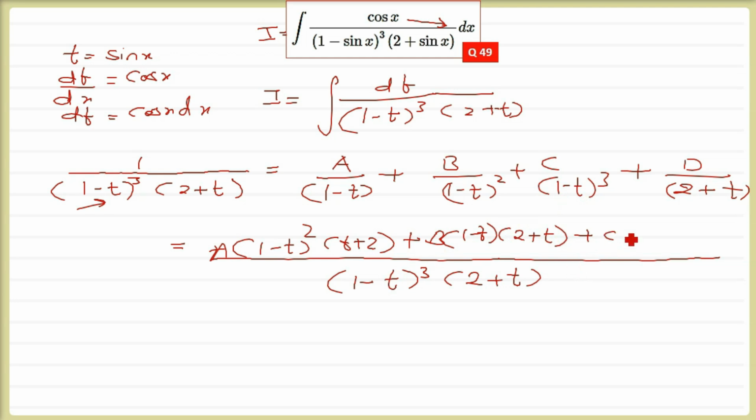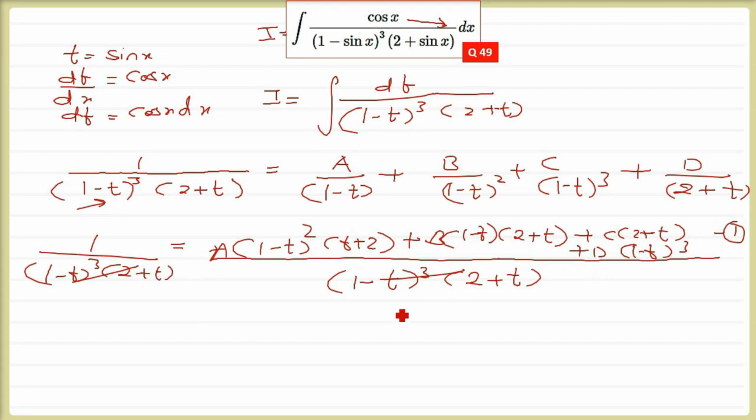With b, 1 minus t, 2 plus t. With c, it will be 2 plus t. And with d, it will be (1 minus t) whole cube. Now what you can do is (1 minus t) whole cube can be written as (t minus 1) whole cube with a negative sign. That I'll just show you in a while. But let's complete this. On the left it will be (1 minus t) whole cube and 2 plus t already is there. Now you can just cancel these two out, and I hope you'll be able to find out a, b, c, d from this. It's pure algebra which you have already done in the previous classes.